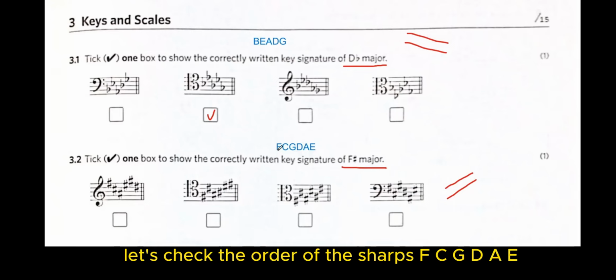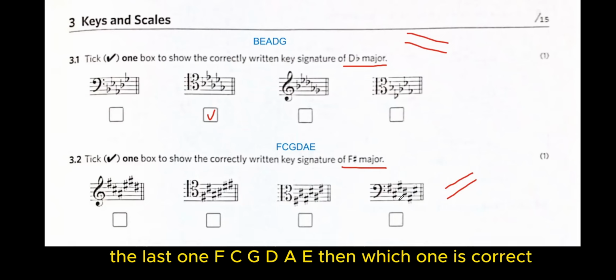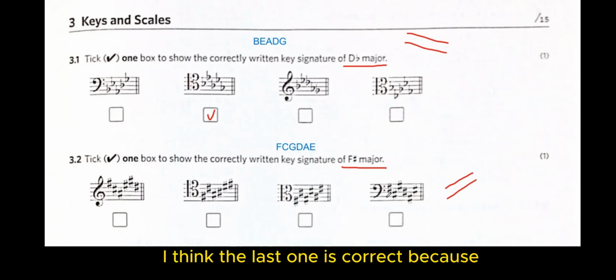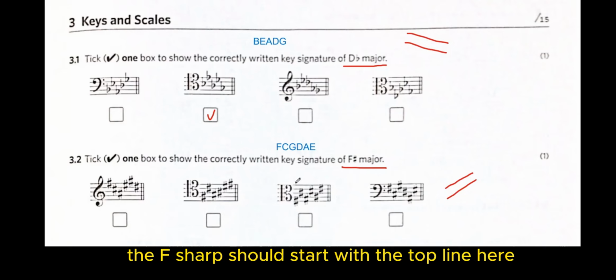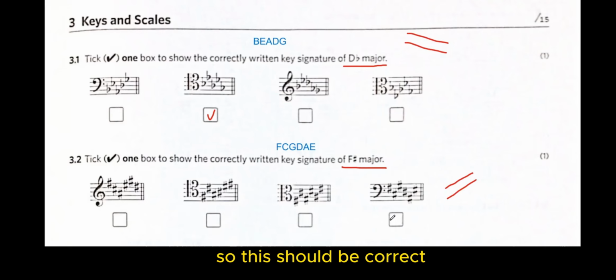Let's check the order of the sharps. F, C, G, D, A, E. The last one, F, C, G, D, A, E. Then which one is correct? I think the last one is correct because of the clef, the F sharp should start with the top line here. So this should be correct.